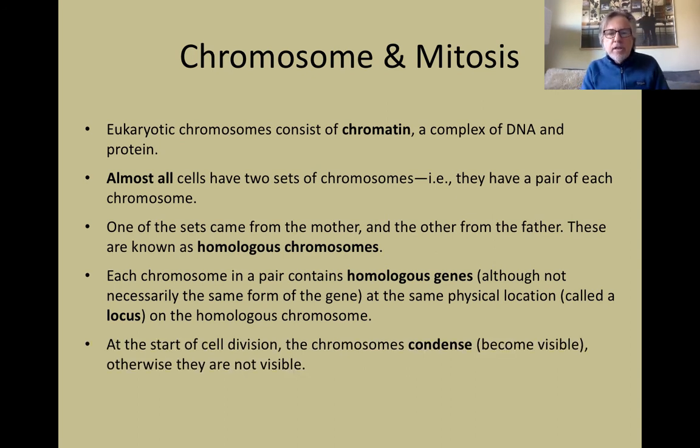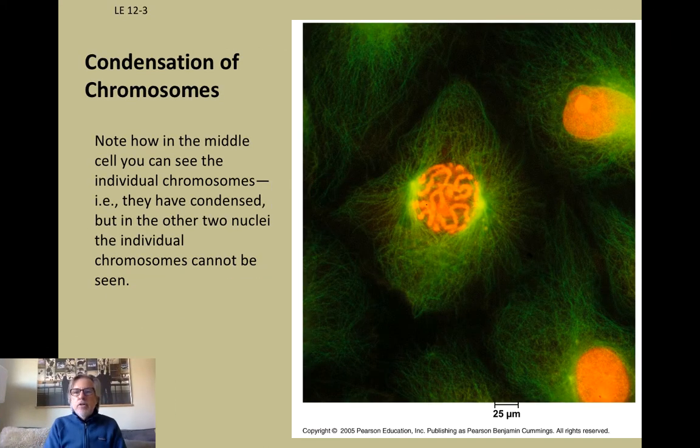At the start of cell division, the chromosomes condense. And what that allows us to do is actually see them. Otherwise, they're non-condensed. What this means is that in order to carry out transcription and translation, chromosomes need to be in their non-condensed form. And condensation occurs simply for the process of pulling the DNA apart. Let's take a look at this.